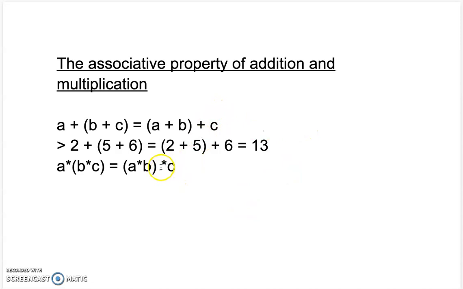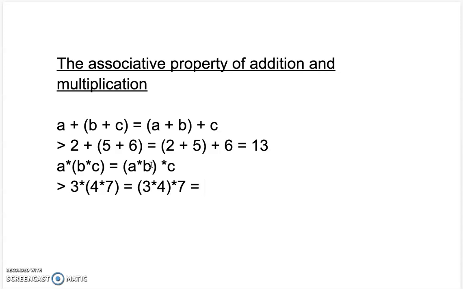So let's try this problem out. Let's make A 3, B 4, and C 7. So that's based on the property, that's supposed to equal (3 × 4) × 7. Let's calculate both of them.